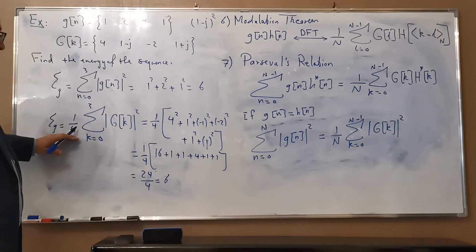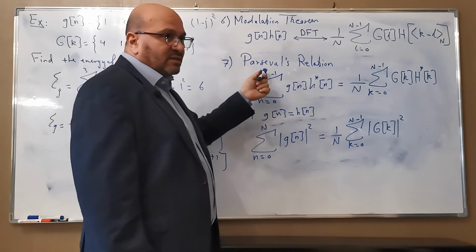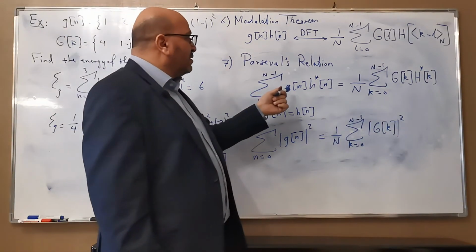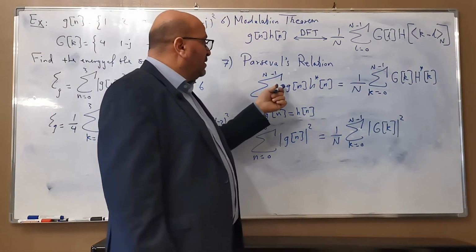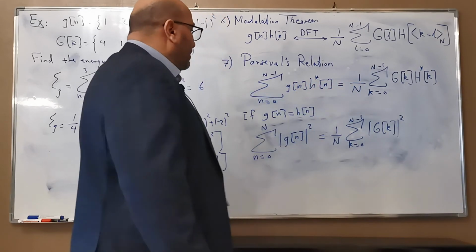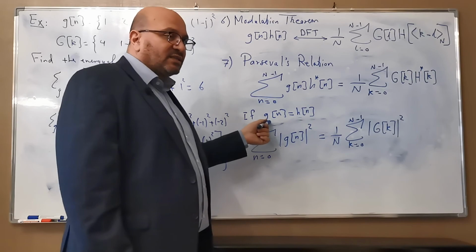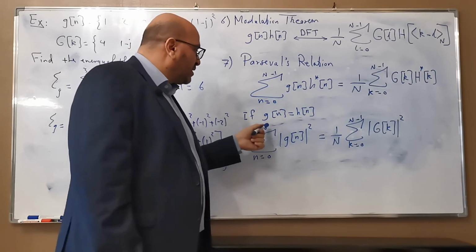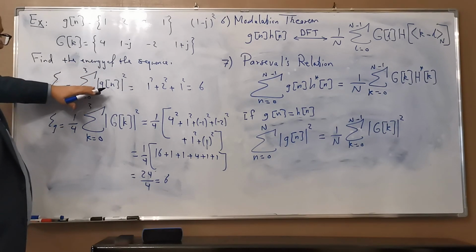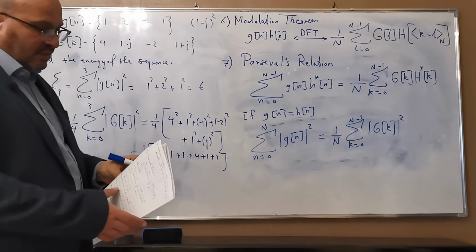This is in time domain, this is in frequency domain, and this is what Parseval's relation is all about. It's about finding the energy, or actually the general rule of Parseval's relation is the inner product of 2 sequences in time domain and in frequency domain. And if you use the inner product of the sequence with itself, then you have the energy of the sequence, which can be found in time domain and in frequency domain, and it should give us exactly the same answer.